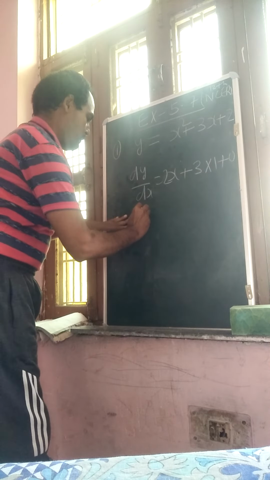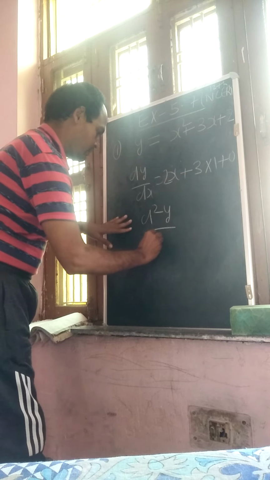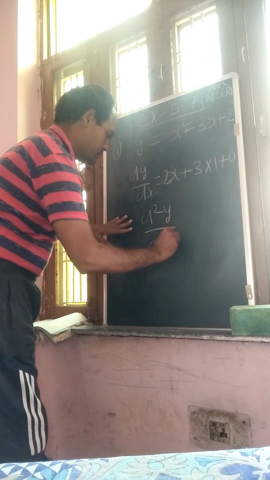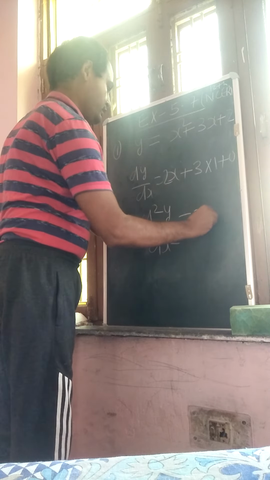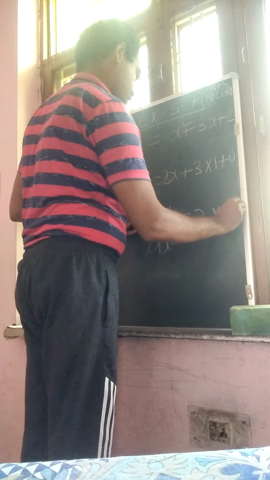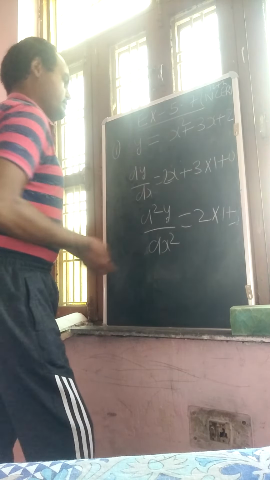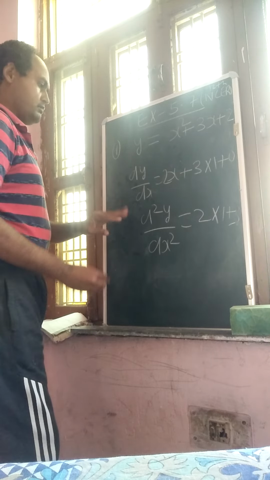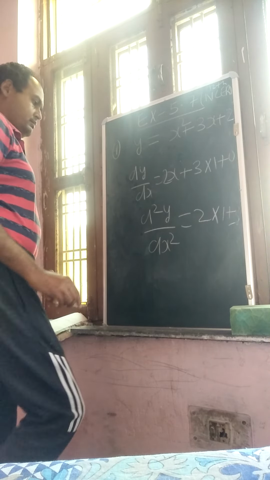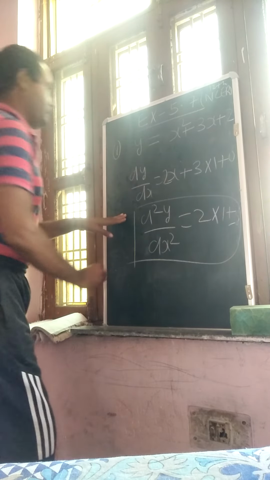Next, d square y by dx square. This is the second derivative, and we have to find it. It is easy: 2 into 1, plus 3 is a constant, so the derivative of the constant is 0. So the answer is 2 into 1. So the second derivative is this, and we have to explain.